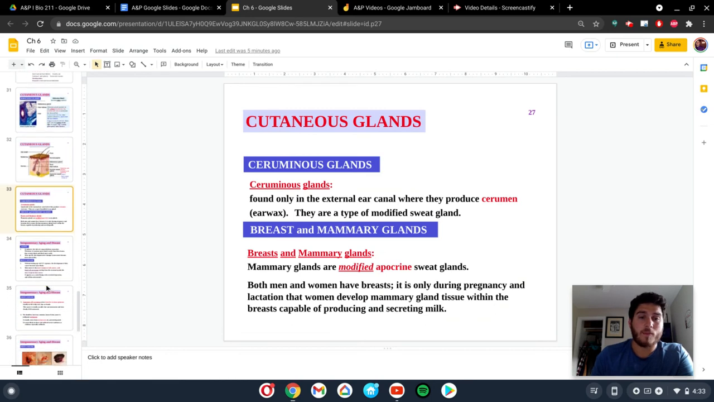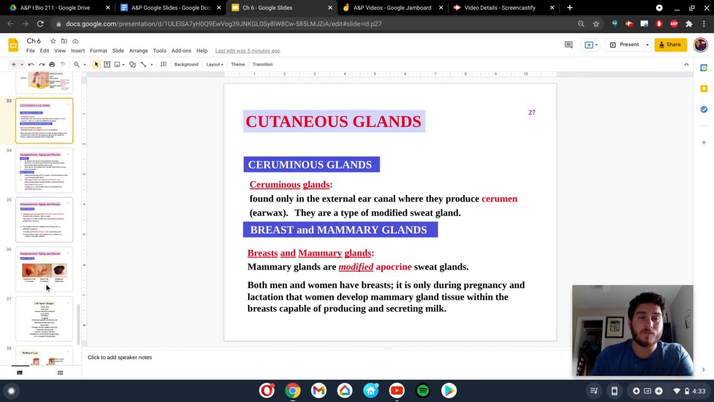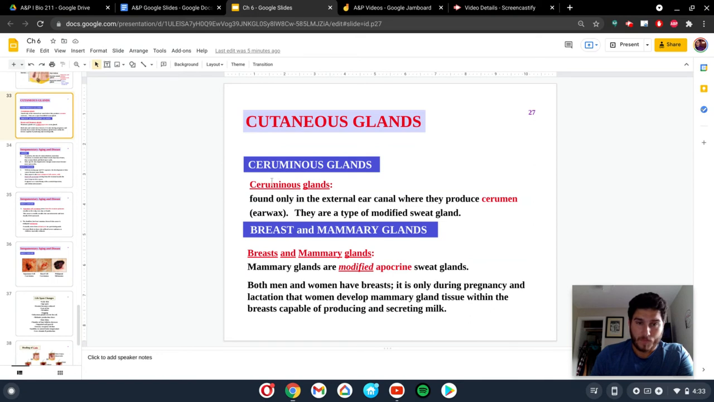That said, there are modified sweat glands that are a little bit different. So if you look up here, you can have sweat glands that are going to create a substance known as cerumen. Specifically, this is earwax. So it is a modified sweat gland. So it is not something you find everywhere. This is just in your ear.